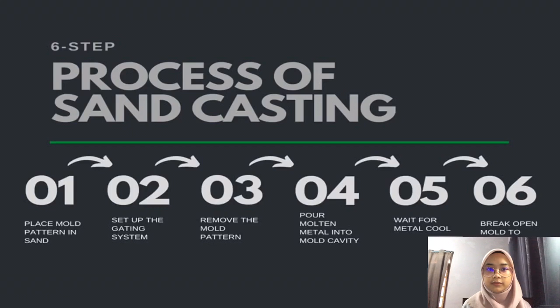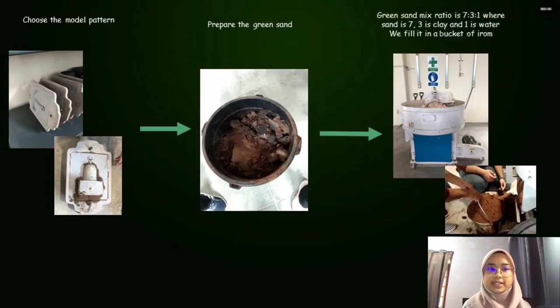The fourth and fifth steps are to pour molten metal into the mold cavity and wait for the metal to cool. This is because the flask is still hot. The last step, the sixth step, is to break open the mold to remove the metal casting, and the mold cannot be used any longer. Now I will present the casting process in more detail, step by step, so that it is easy to understand.